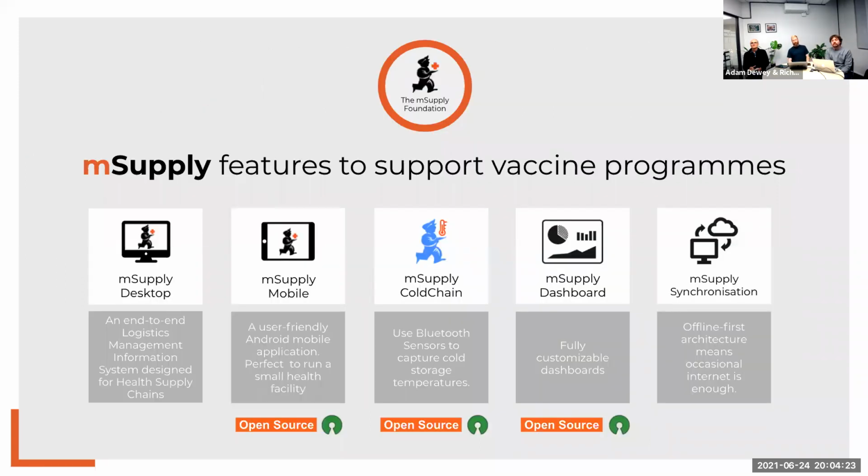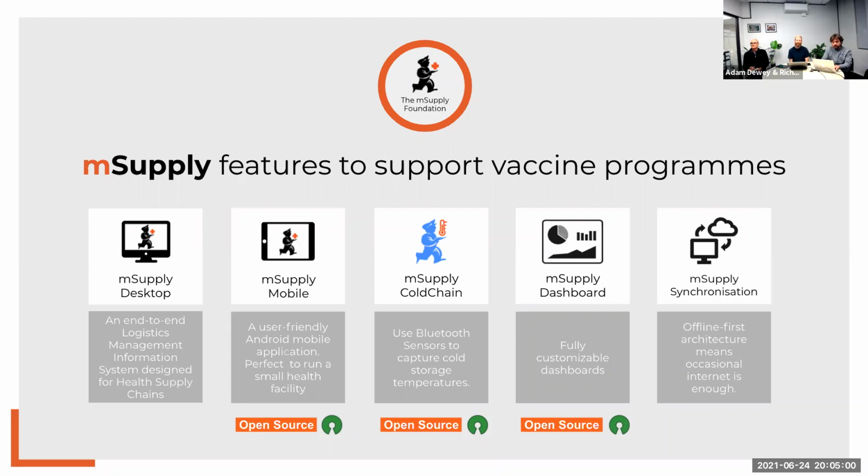So the mSupply ecosystem has a lot of different components. The main parts are displayed here. The basic configuration is the desktop application on the left. We also have a mobile application which runs on Android tablets, and that's open source. We have another application which runs on Android tablets called mSupply Cold Chain, and we have the dashboard, which is accessible via a browser.